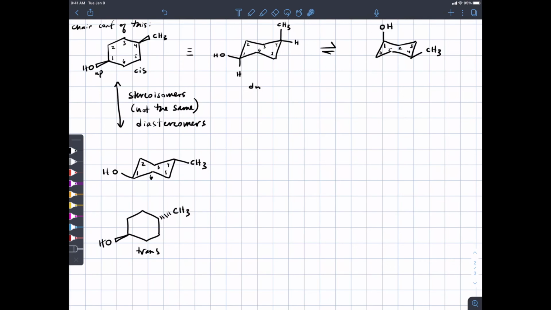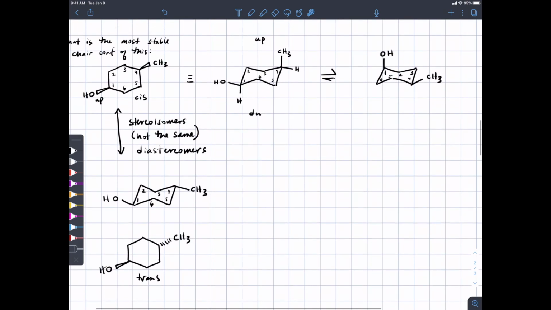So people get nervous. They're like, oh, what if I don't draw the most stable chair to begin with? Doesn't matter, as long as you can draw the other chair and get the up and down relationships right. Then you can choose which is the better chair. Which would be the better chair?